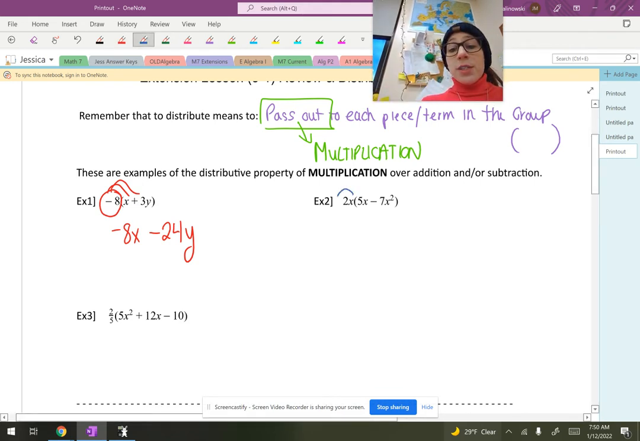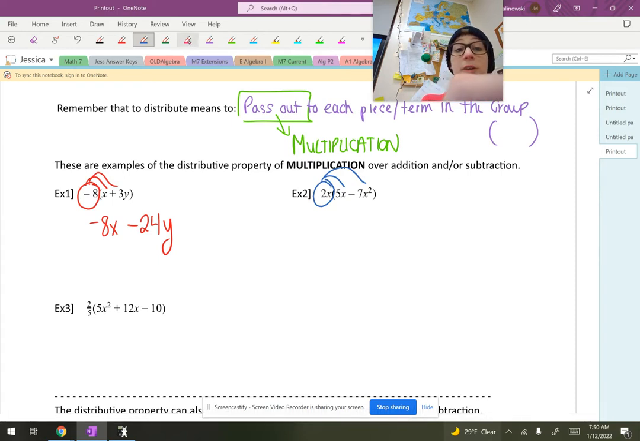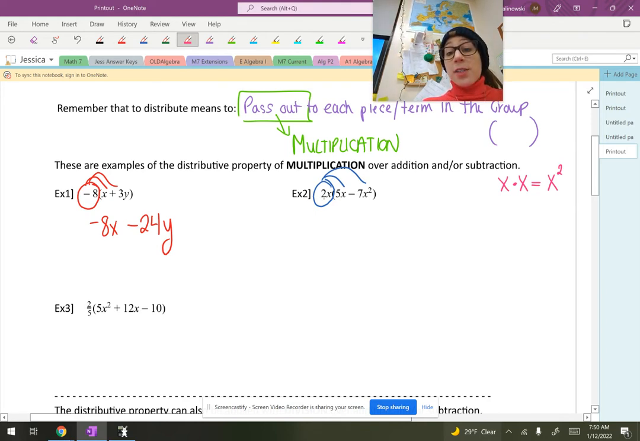Looking at example 2, this time I'm distributing a 2x to both pieces. So you might need to remember some of your exponent rules from Unit 2 extensions. Remind yourself that x times x turns into x squared. So when I have 2x times a 5x, that's going to turn into 10x squared. Then when I have that x times x squared, well, remember that x squared is just x times x. So now I have x times x times x, which turns into that x cubed.